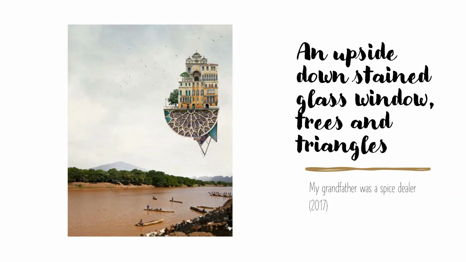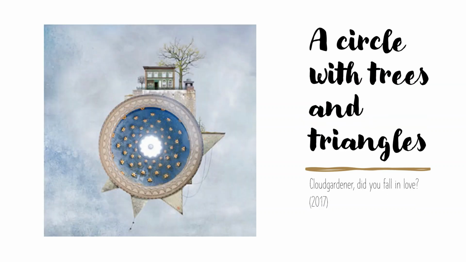This one's really pretty. I like this one. There's a kind of upside down stained glass window underneath the houses, which have got some trees on them as well, and then some more triangles. So we're seeing lots of trees and lots of triangles coming off the sides of these buildings. Again, we've got a tree and some triangles, and also this big circle in the middle, which is quite different. I'm not really sure what it is.